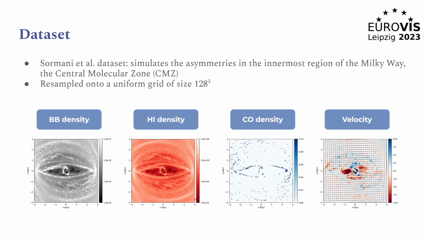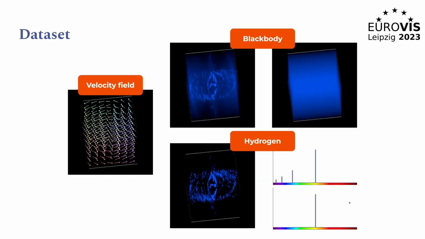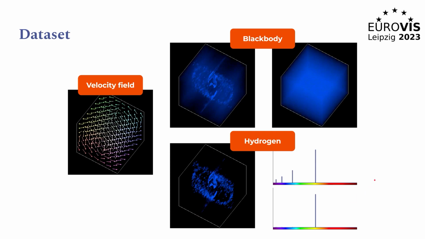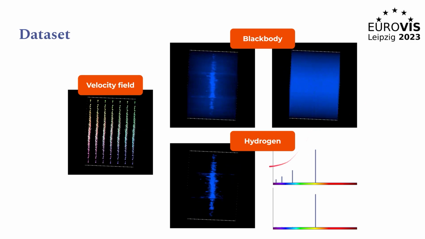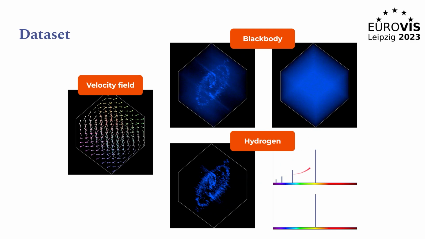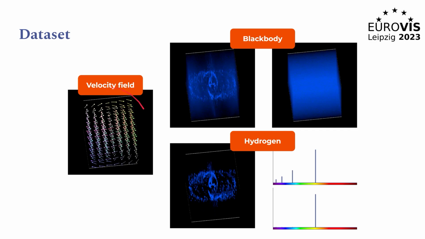For our implementation, we used the Sormani dataset, which simulates the asymmetries in the innermost region of the Milky Way. We resampled it into a uniform grid of size 128. The dataset comes with black body density and different material densities like hydrogen density and carbon density, in addition to the velocity field. Here's a visualization of how the dataset looks. For example, we got the black body density, the black body temperature, the different material densities and their emission and absorption lines, in addition to the velocity field.